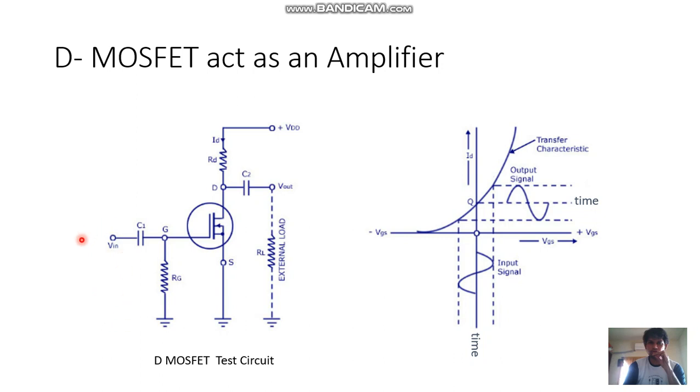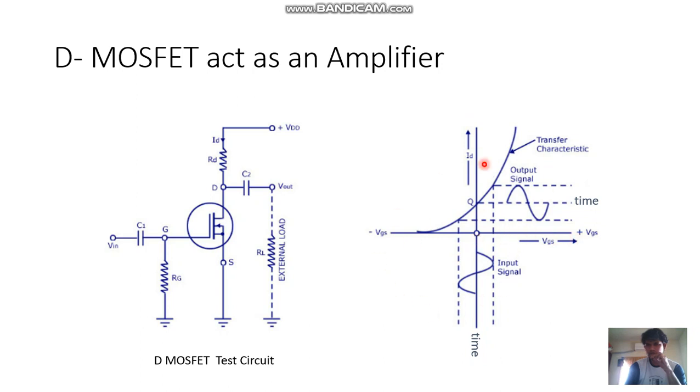If you want to make the MOSFET act as an amplifier, we are not giving DC voltage to the gate. Instead, we are applying AC voltage. Why we are applying AC voltage: I already told you we can apply plus VGS or minus VGS for the D MOSFET. So if you give plus VGS, what happens? This is the VGS axis, this is the ID axis, this is the time axis.